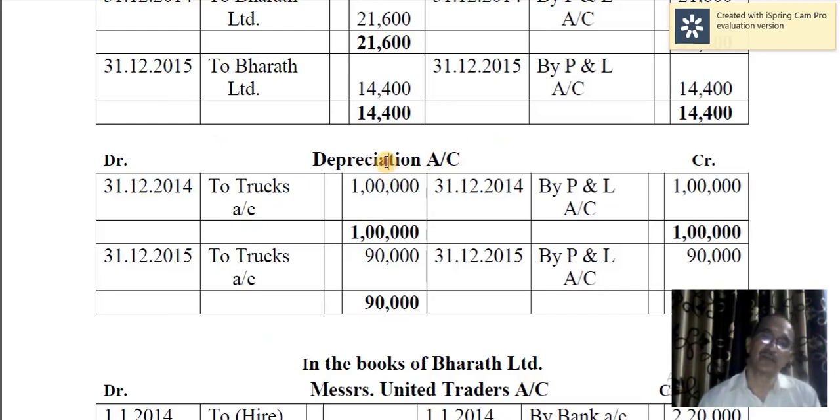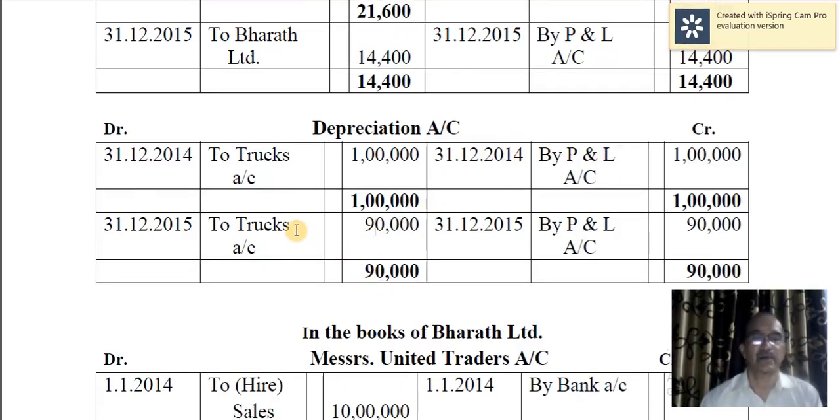Come to depreciation account. The entry for charging depreciation is depreciation account debtor to asset account. Asset here is trucks. So it is 1 lakh rupees. Already you have calculated that in trucks account. This being a nominal account should be closed at the end of the year. So the balance is transferred to profit and loss account. Similarly, second year depreciation is on written down value basis method. It is 90,000 rupees, which you have calculated in trucks account. And that is being transferred to profit and loss account. Thereby, depreciation account is closed for the second year also. So these are the ledger accounts opened in United Traders books.